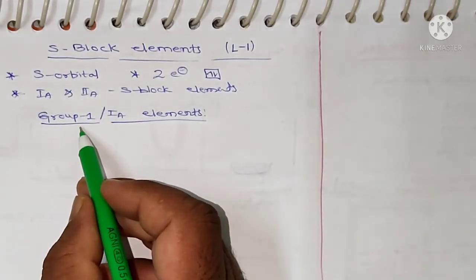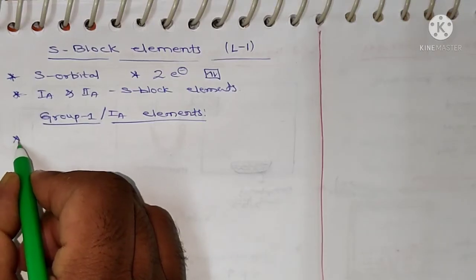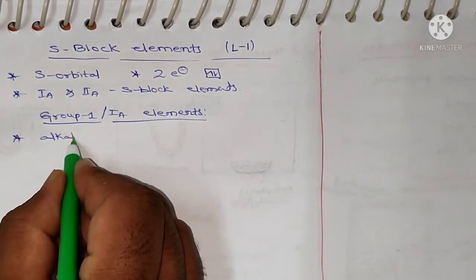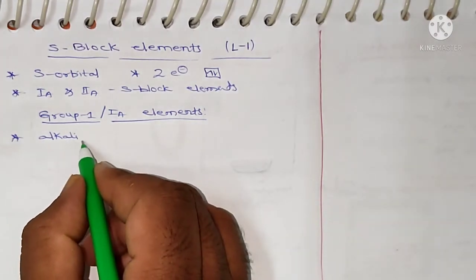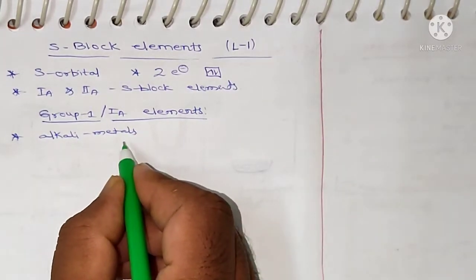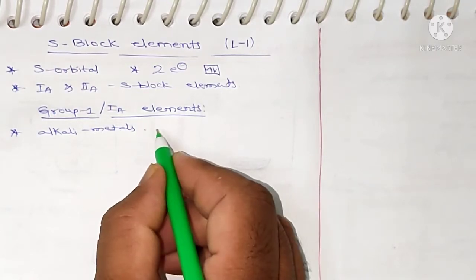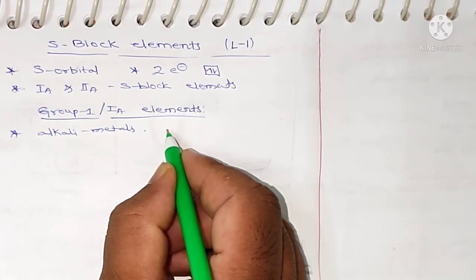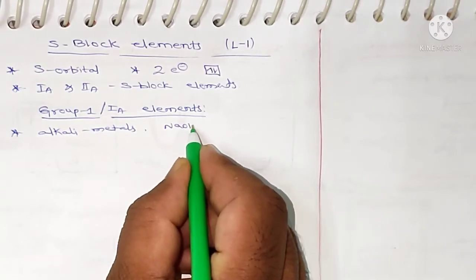Now let us discuss the group 1 or 1A group elements. These are also called alkali metals. They give hydroxides when they react with water. For example, if you take sodium, sodium reacts with water, then it will give sodium hydroxide, NaOH.